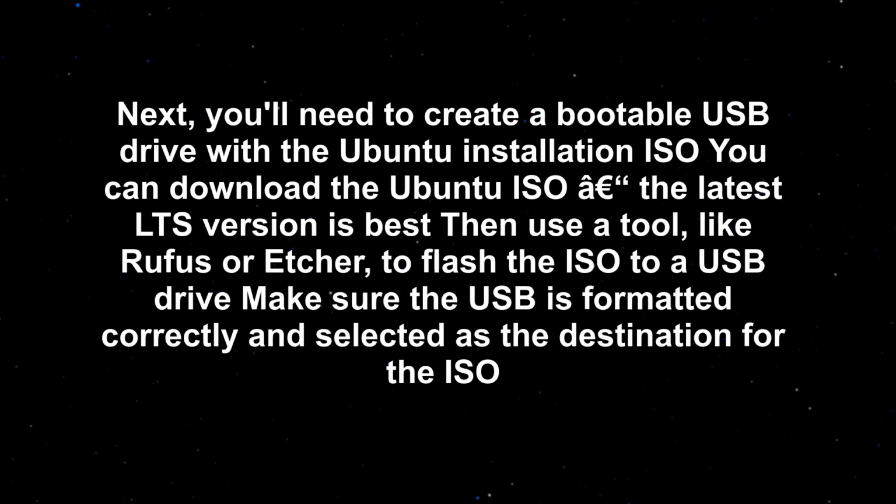Next, you'll need to create a bootable USB drive with the Ubuntu installation ISO. You can download the Ubuntu ISO; the latest LTS version is best. Then use a tool like Rufus or Etcher to flash the ISO to a USB drive. Make sure the USB is formatted correctly and selected as the destination for the ISO.